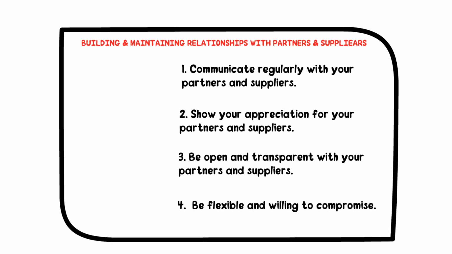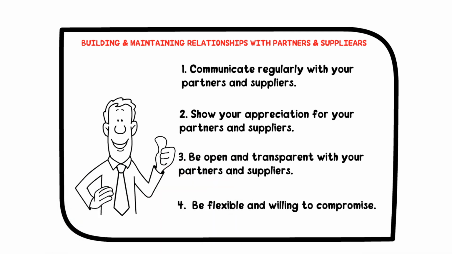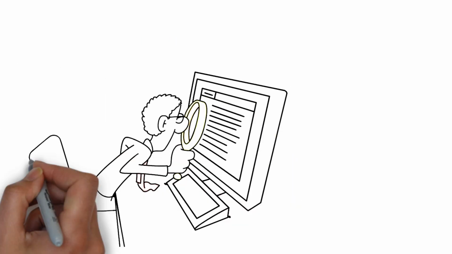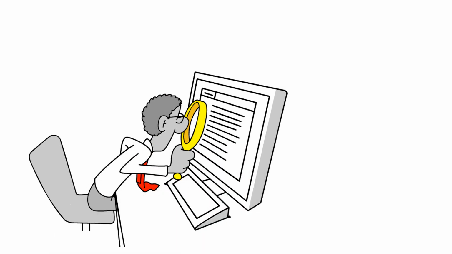While it's important to advocate for your business, it's also important to be open to finding solutions that work for both parties. In summary, identifying your key partners and suppliers is crucial to the success of your business. By researching and evaluating potential partners and suppliers, and by building and maintaining strong relationships with them, you can ensure that your business has the resources and support it needs to thrive.